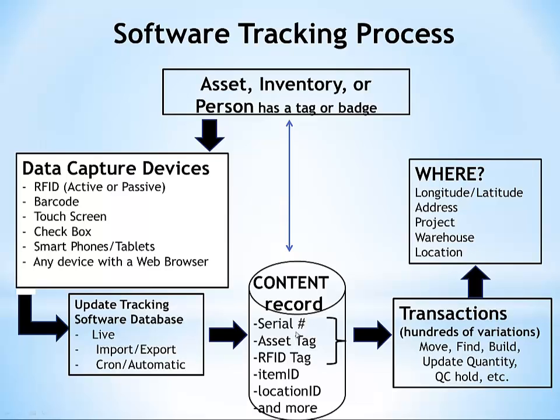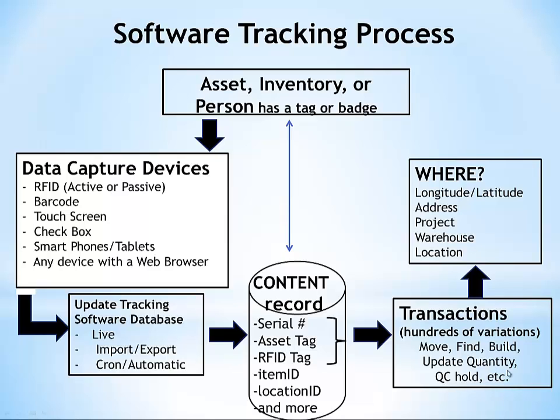If you use any one of these, you'll get to the same record that has these particular elements. There'll be some kind of an item ID, and that just refers to the asset or the person or the inventory that asset tag is associated with. Of course, you'll have some kind of location ID that tells you where the asset that you are tracking is located at any one point.